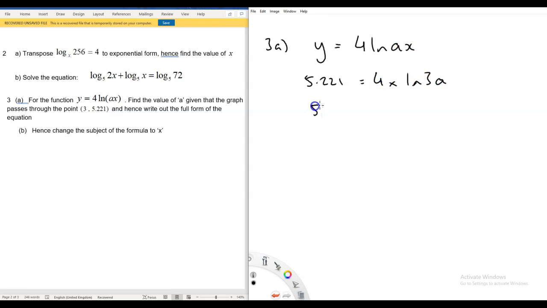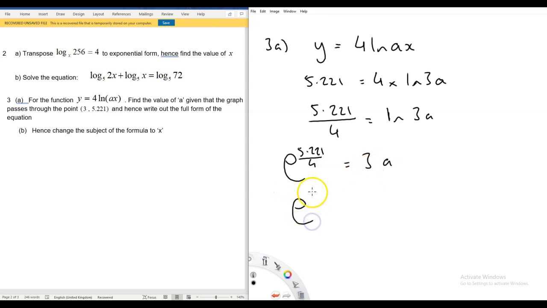So this 4 can come on, what am I doing here? Finding a, right, so the 4 comes under, becomes a divide. ln is now exposed, nothing to its left, ln turns into e when it flies across, I'll do quite a big e, and then that stuff becomes a wee power, 3 goes under, so e to the 5.221 all over 3 equals a. I press those buttons, shift ln, which brings up e, 5.221 divided by 4, I press equals then divided by 3, 1.23 will do me.